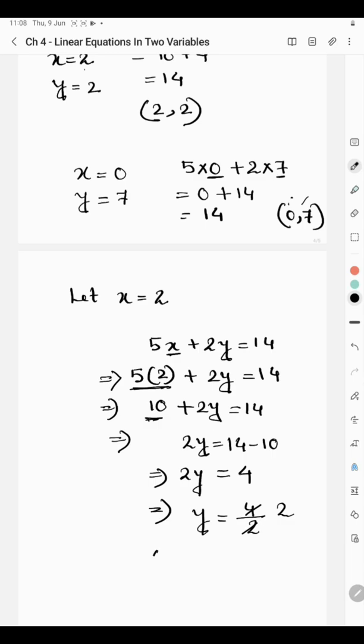So if the value of x is 2, then the value of y here will also be 2. This way we will have to find the value. We write the value of x first and then we write the value of y. So this way we will have to find the solution of the equation in two variables.